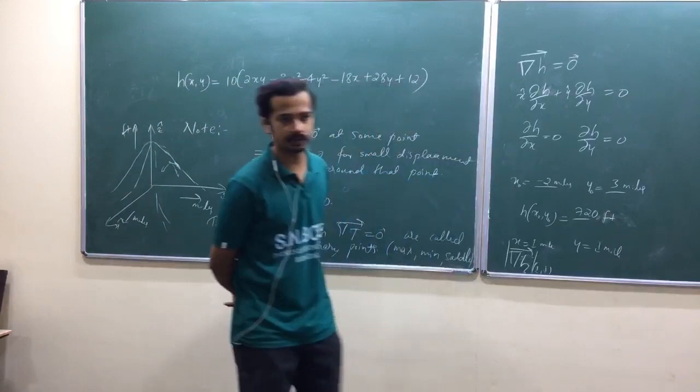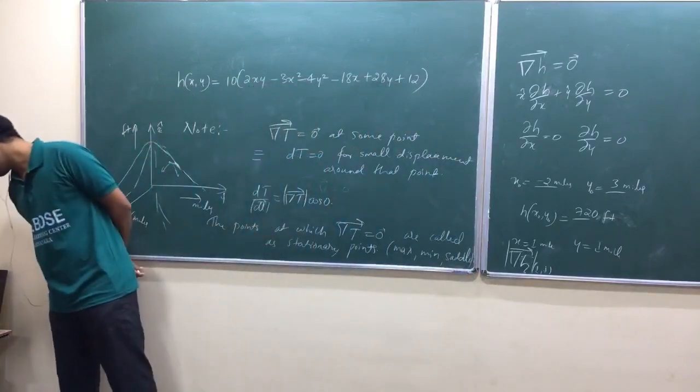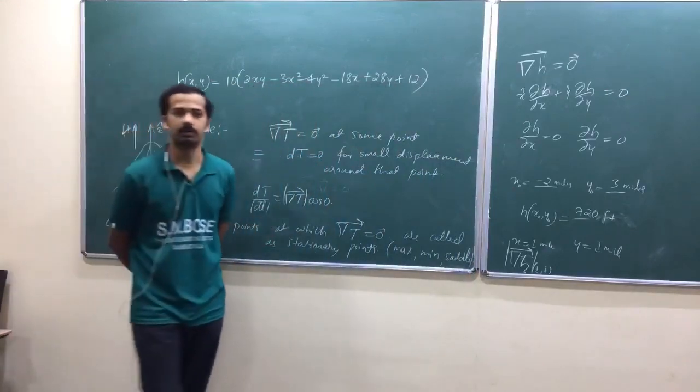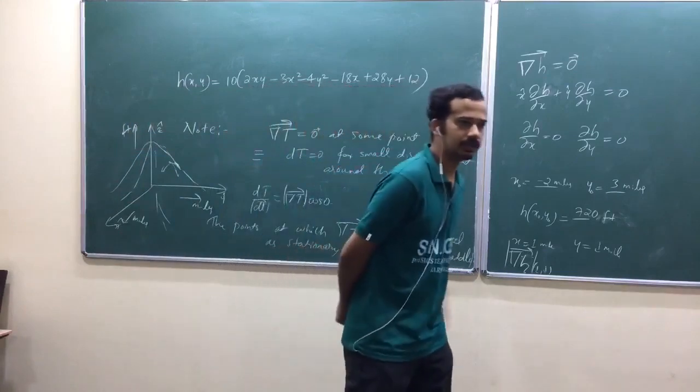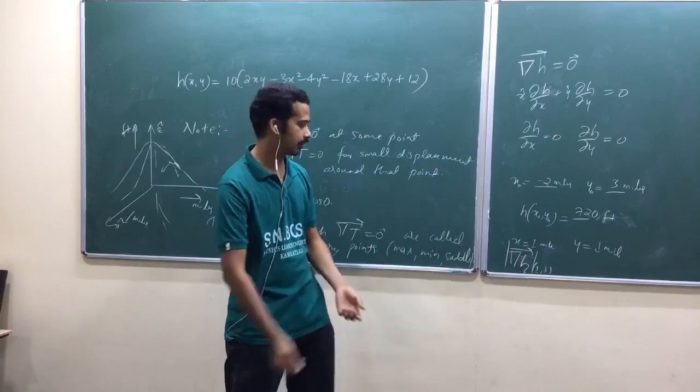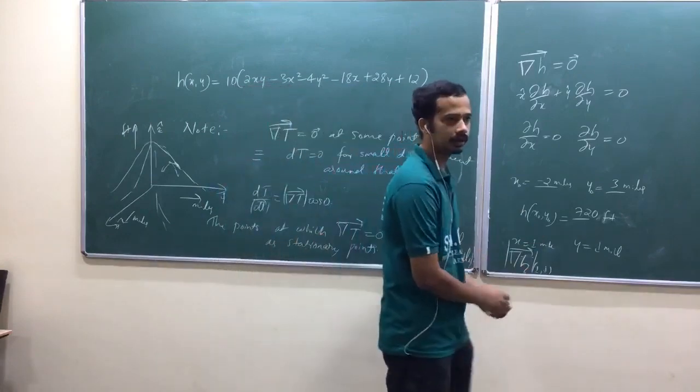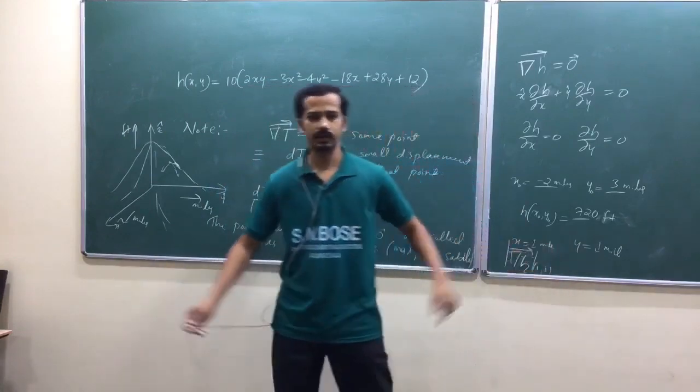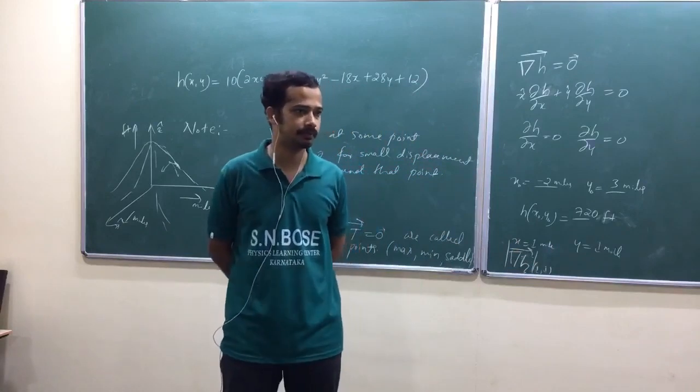So the next part is okay. What is the next part? In which direction is the slope steepest, or the slope maximum? So in the direction of the gradient, the slope is maximum. Is that okay? So find the gradient at that point, make it a unit vector. That is the direction where the slope is steepest.